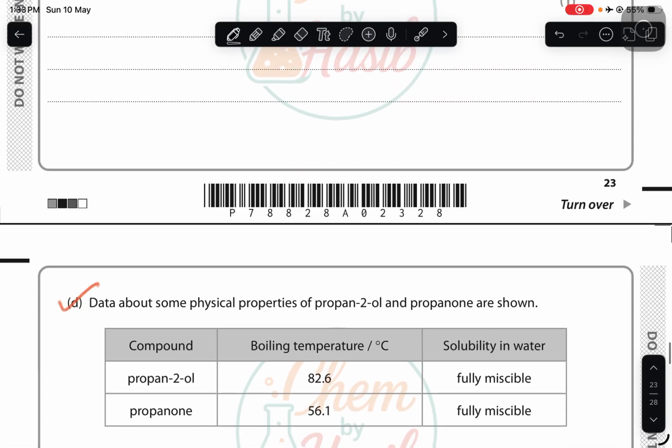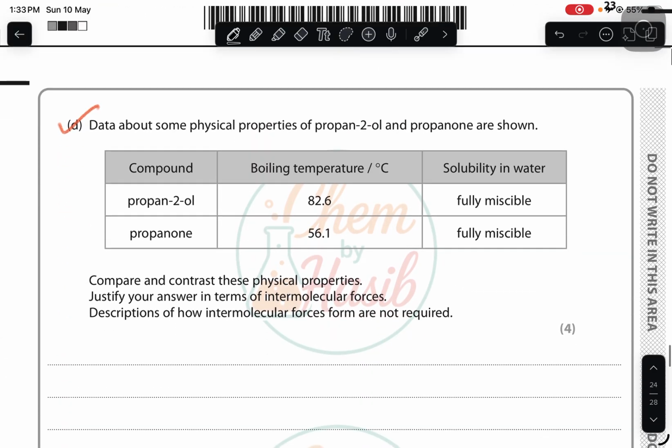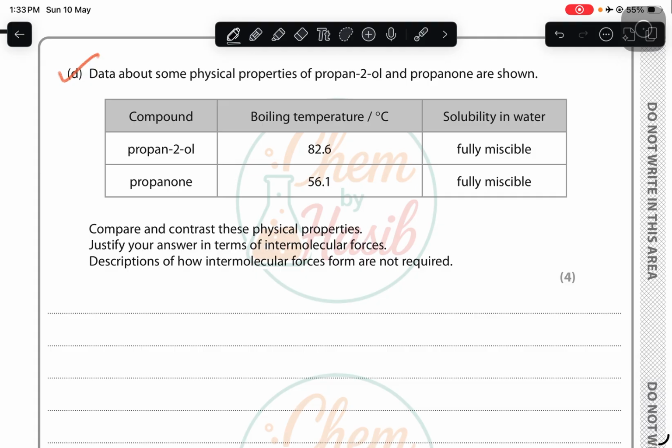Then we move on to question number D. It says compare and contrast these physical properties. Justify your answer in terms of intermolecular forces. Okay. Compare and contrast means you have to talk about similarities and differences about these physical properties. Now, both of them are soluble in water, right? Both propan-2-ol and propanol are soluble in water because they both can form hydrogen bonds with water. Both can form hydrogen bonds with water because propan-2-ol has OH in it and propanol has oxygen in it, which allows these molecules to form hydrogen bonds with water, and that is why they are very much soluble in water. They are fully miscible in water.